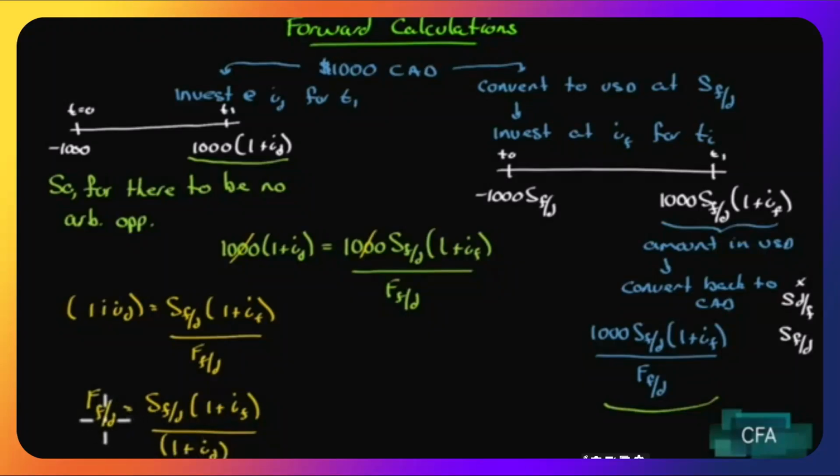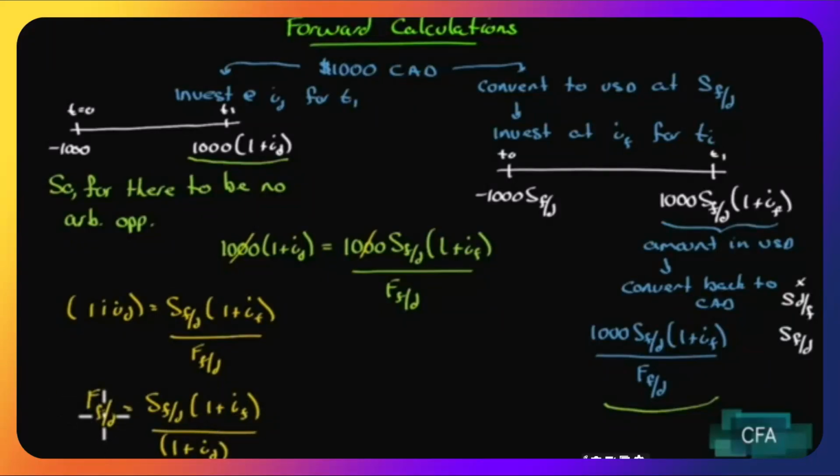So the forward rate is a function of the current spot rate, the interest rate in the foreign currency country, and the interest rate in the domestic currency country. We can observe the spot rate. We just have to look in the market and see what the spot rate is. We'll know what interest rates are in the foreign and domestic currency countries. From that, we can solve the forward rate.